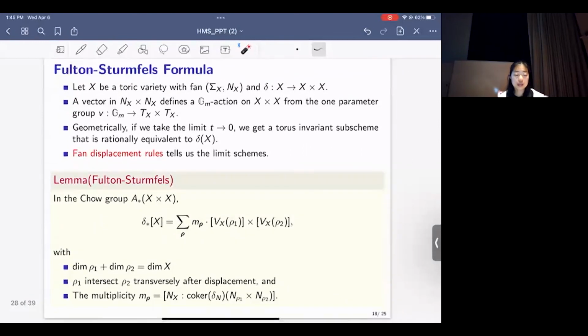The classical lemma of Fulton-Sturmfels tells us that in the Chow group, the push forward of X has an explicit form in terms of the product of the strata of the toric varieties. We can read off these cones by a dimension requirement, and we want them to intersect transversely at an exact point after we displace it, and the multiplicity is obtained by a lattice index.